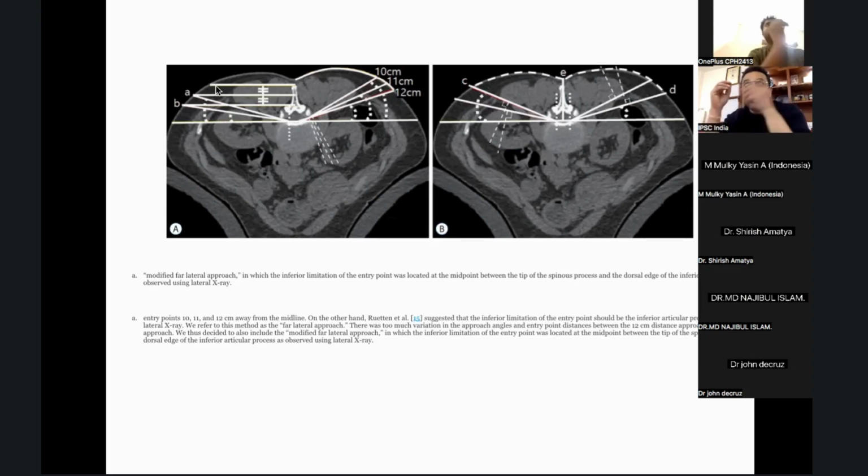Some people also use this much lateral position whenever they go for interbody fusion. But for the transforaminal endoscopic decompression, I think you should avoid going below this tip of the spinous process, especially at the L3, L4 level and above. We should not cross this tip of the spinous process.